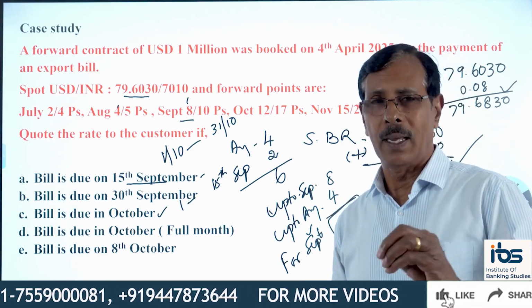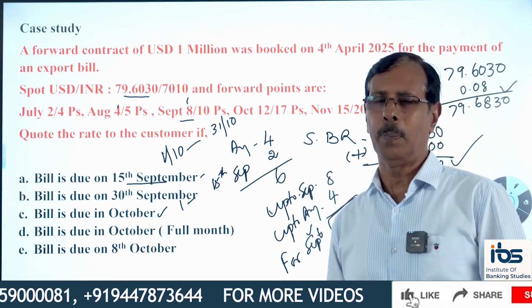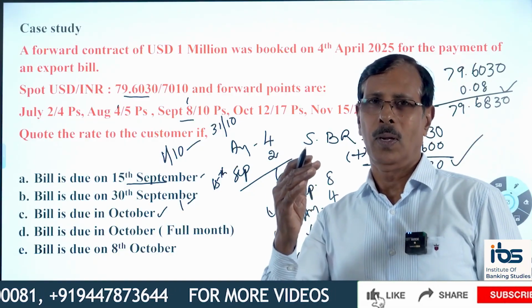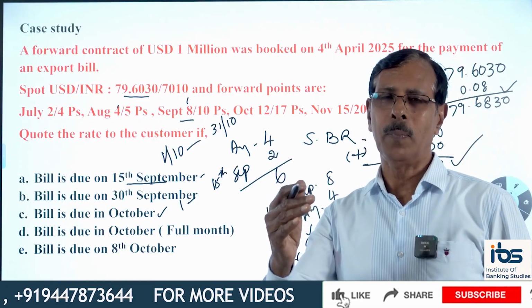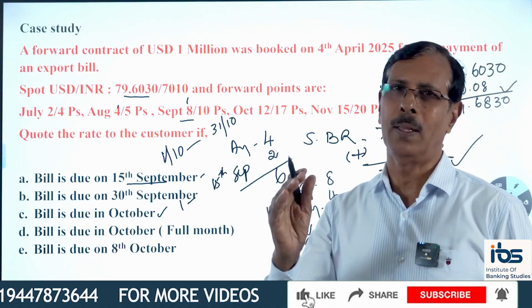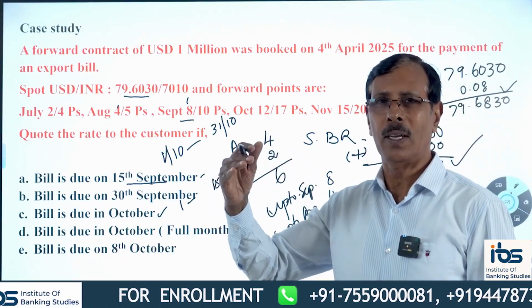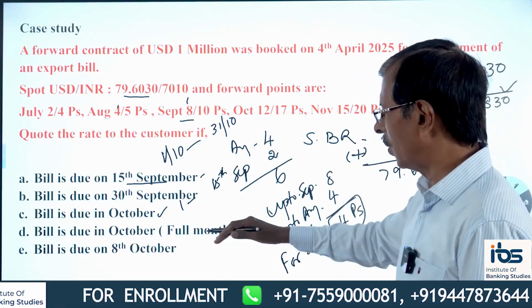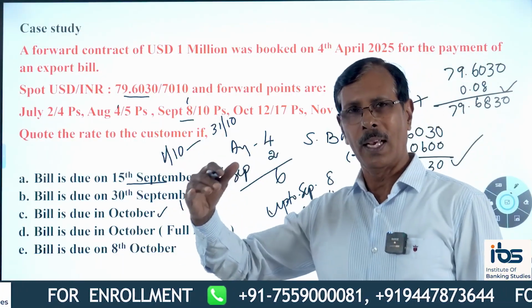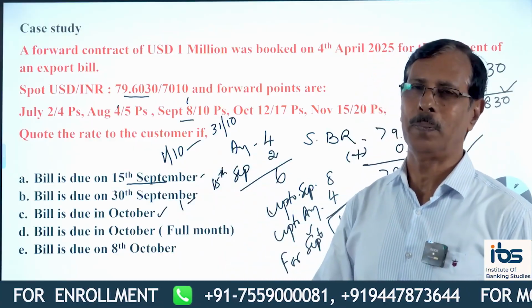If the transaction is selling and the currency is at a premium, you have to allow the premium up to the same month, because buy low, sell high. In the case of selling, you have to take the higher rate. So if the bill is due in October, you have to give the rate of October, not September.